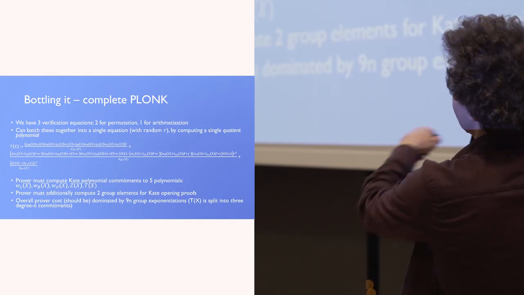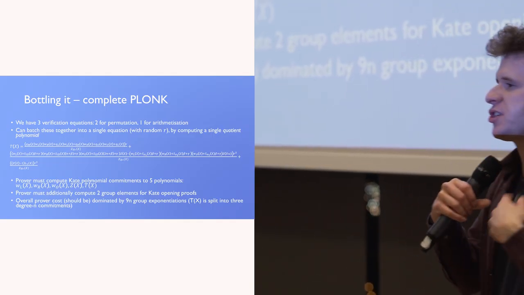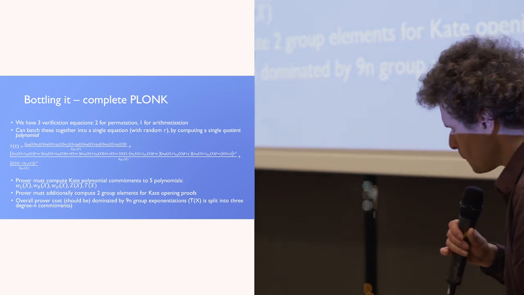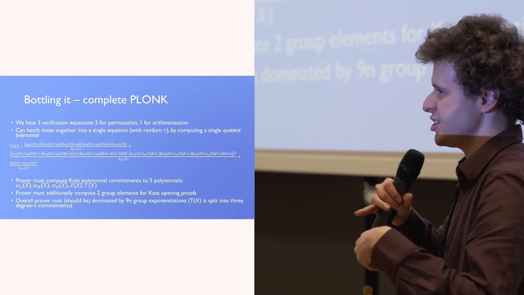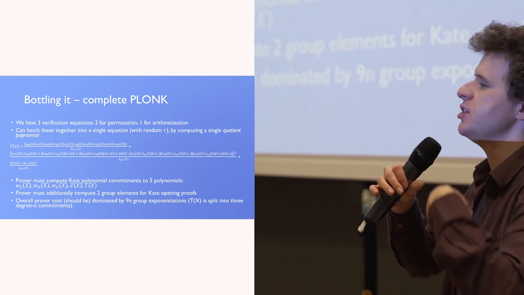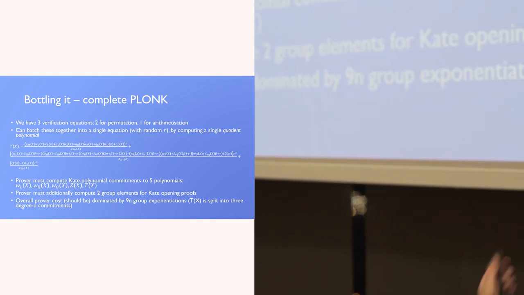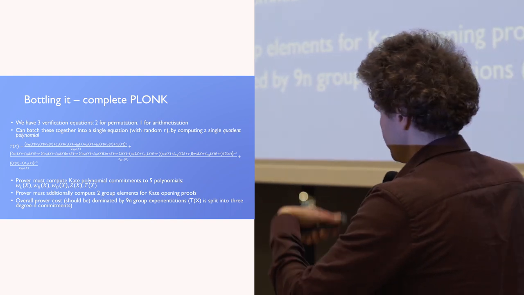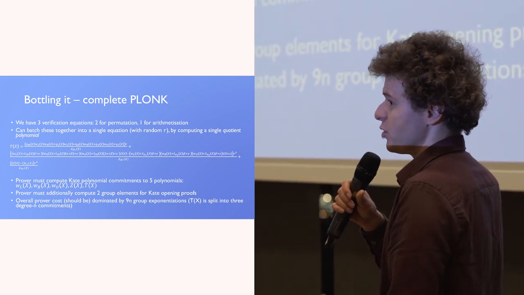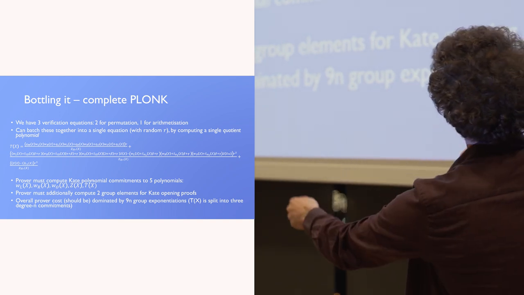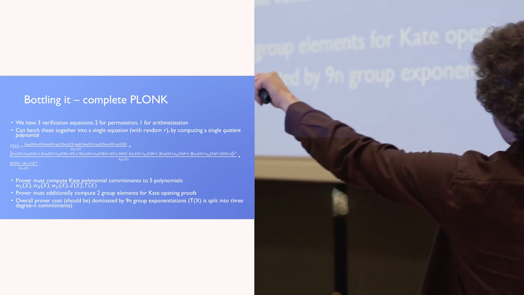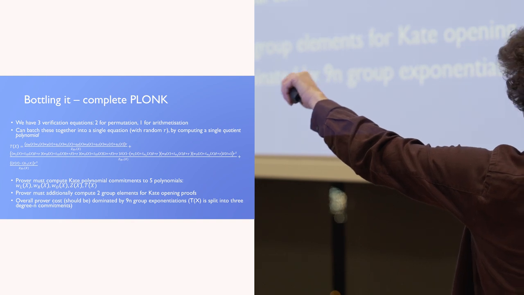So basically, as I mentioned before, everything is equal to zero modulo a vanishing polynomial. To check that something is equal to zero mod something else, you need the quotient polynomial. You need to present a polynomial that you multiply the vanishing polynomial by to equal your original expression. I'm not going to try and explain this, but basically the arithmetic term is here, and these are the two permutation terms.